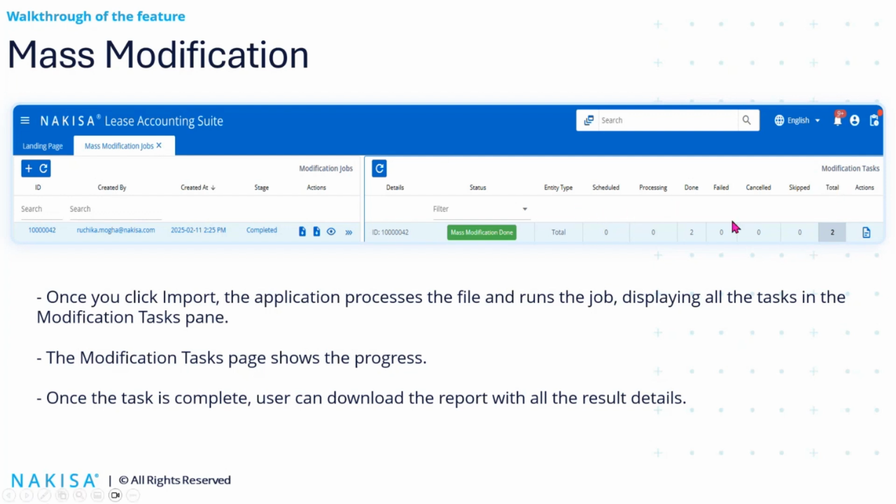You have different columns whereby you will be notified of the number of rows that you have entered for each of the objects, whether they have been processed, completed, failed, canceled, or skipped. So it depends on the results, where the different number of objects fall once the mass modification is completed.